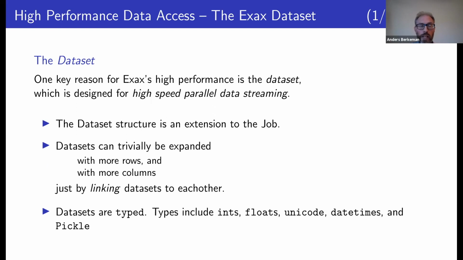ExAx stores tabular data using something called a dataset. It's an efficient representation designed for high-speed parallel streaming access. The dataset is an extension of the job we mentioned. Datasets could be linked to each other vertically or horizontally to add more rows and columns in constant time. And datasets are strictly typed, but there are many types to choose from, including Python pickle, meaning that we can include almost anything in a dataset.